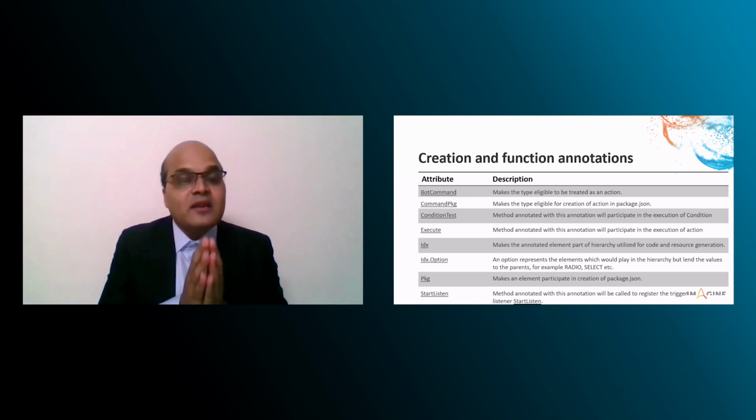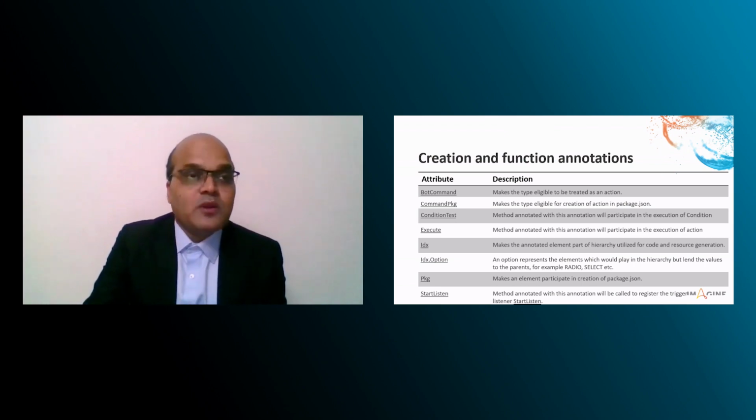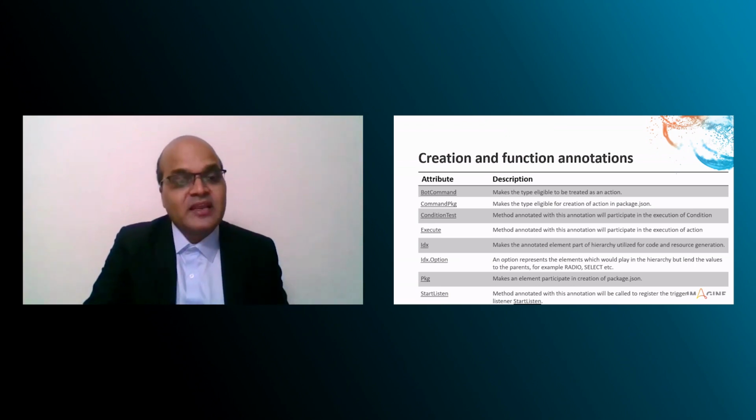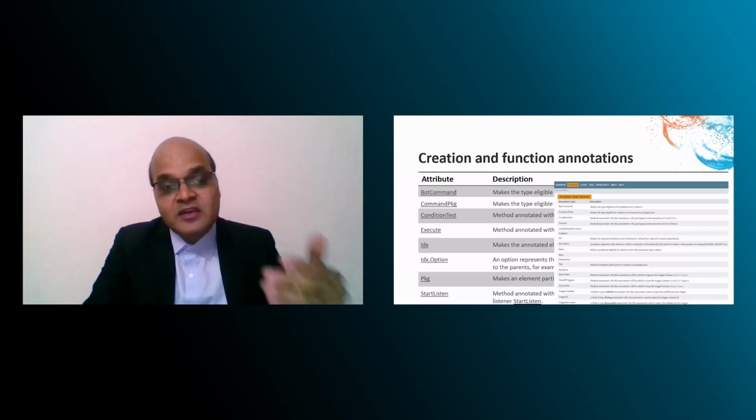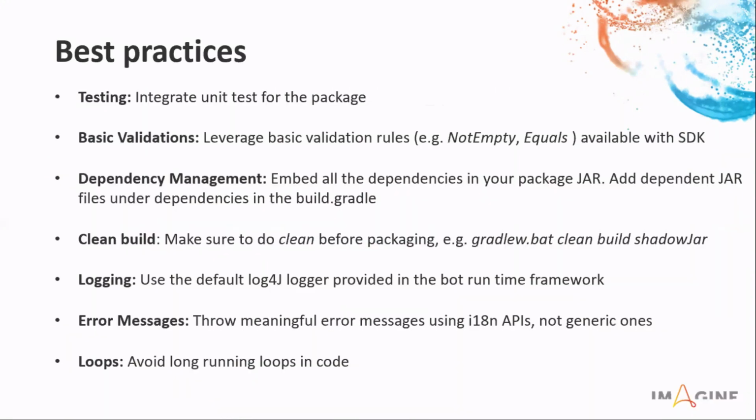This particular annotation, command package annotation, will make the action eligible to appear in the package.json file, in the manifest file. And similarly, you have all of these other annotations. You can take a look at those things in the documentation. This is the screenshot from the docs folder of the package SDK, which is available on the local machine of the user who has downloaded the SDK. So all of that information is available.